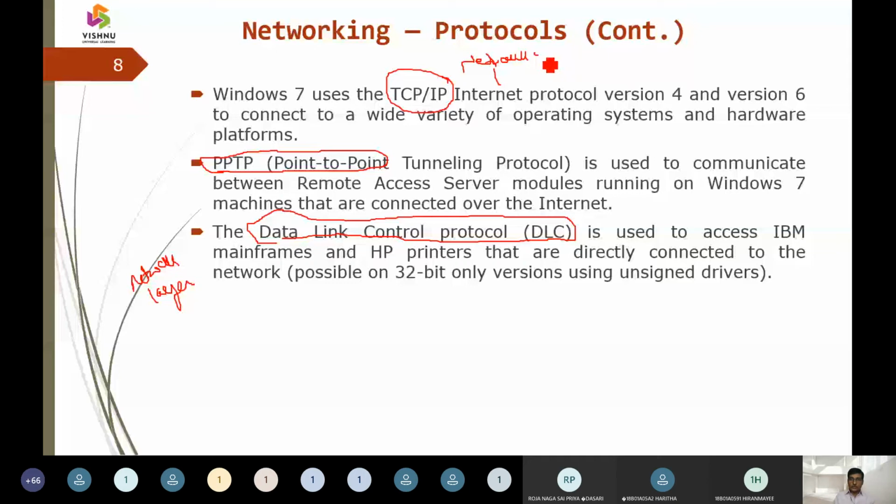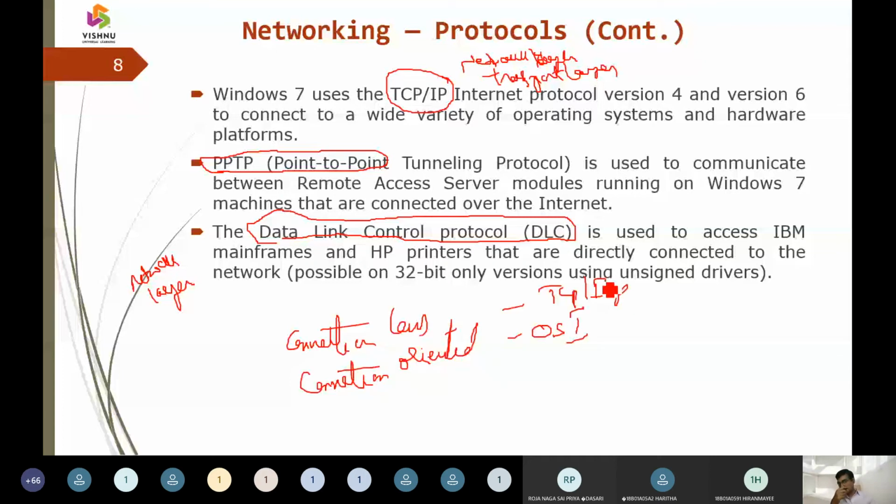There we will be having these words: connectionless, followed by connection oriented. These are the protocol models we will be taking up: the OSI model and the TCP/IP model. In this way, we talk about the network protocols, etc. That is also taken up as a part of the Windows operating system.